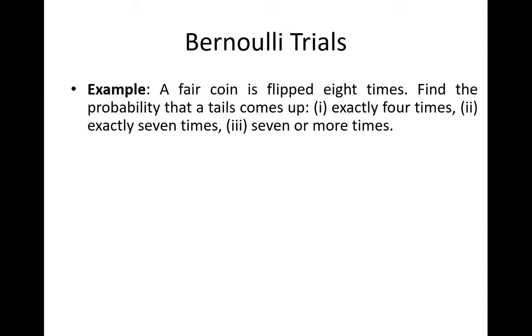How many times do we repeat the experiment? 8. So therefore, n is equal to 8. Now, what do we want? What are we focusing on? Tails. So therefore, tails will be my successes. So what's the probability of a tails? The probability of a tails, or the probability of success, is a half. What's the probability of a heads? It's going to be a half as well. So therefore, we're going to call this our success. So p equals a half, q equals a half, and n is equal to 8.